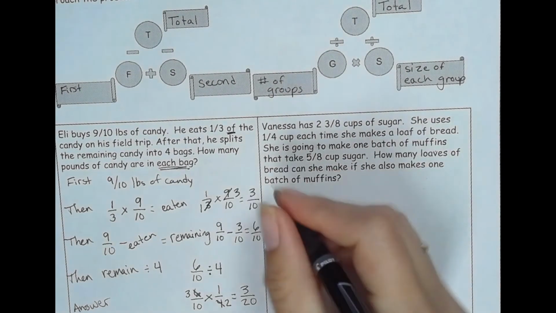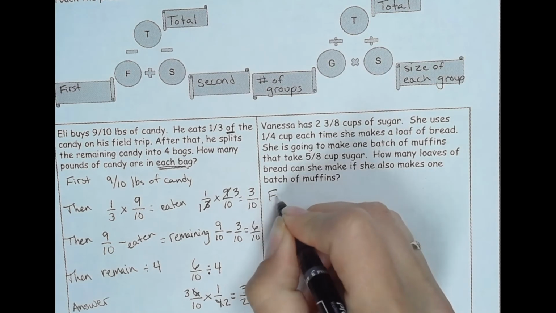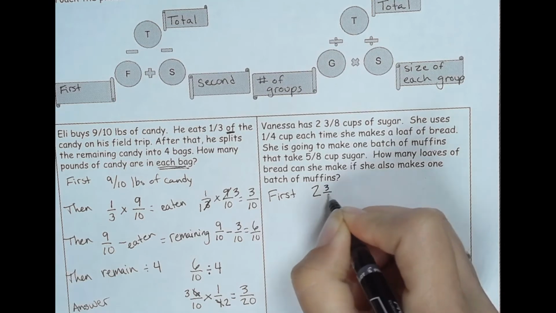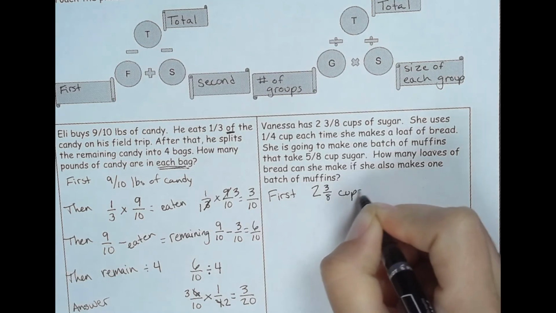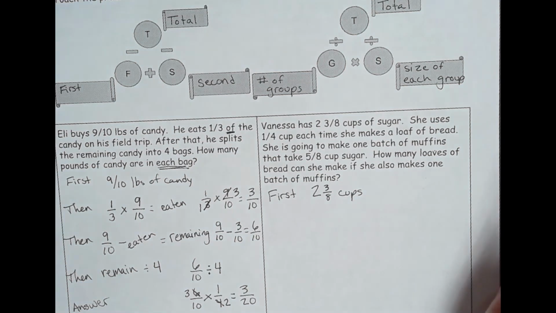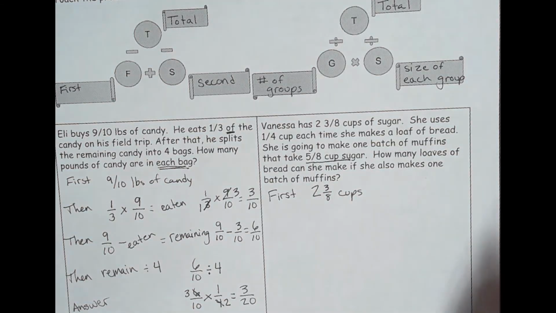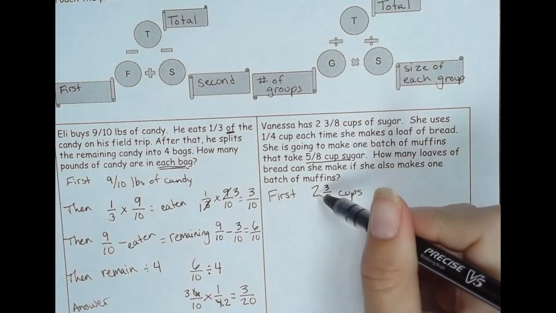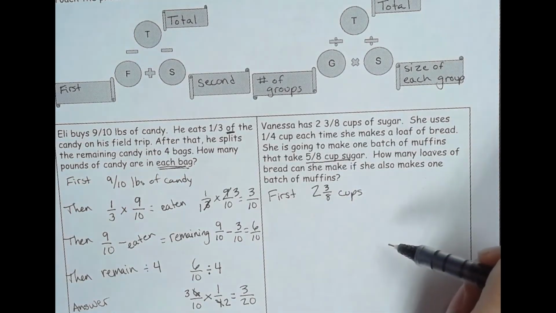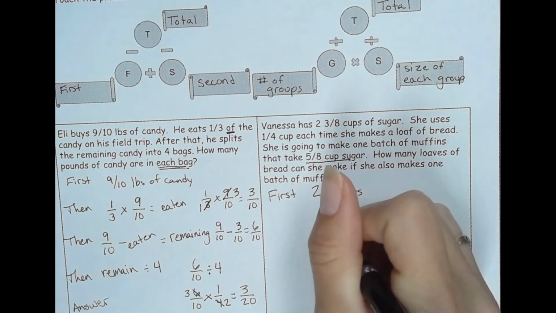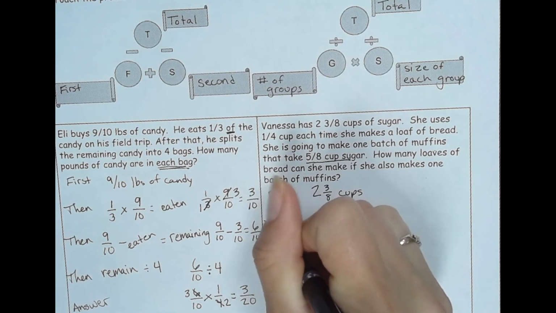So with that, we know how much she has at first. She first has 2 3/8 cups of sugar. Well, if she wants to make 1 batch of muffins, she's going to need 5/8 cups of sugar. So she's only making 1 of those, so it would make sense for me to take out how much sugar she is using for the muffins.